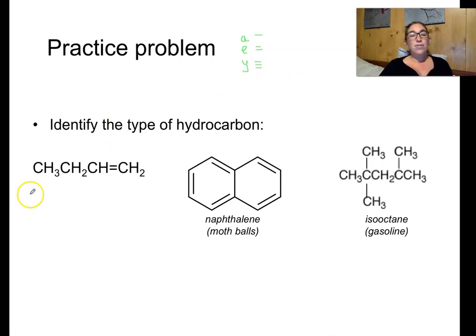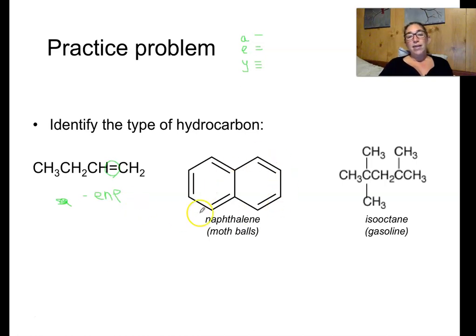All right, so this first one here, I see a double bond here. That tells me that this is an alkene. I'm just going to write ene. This is an alkene. It just needs one double bond to make it an alkene.